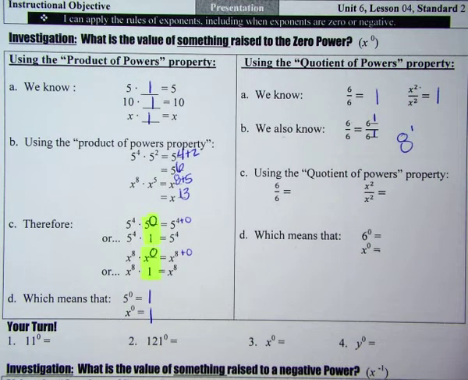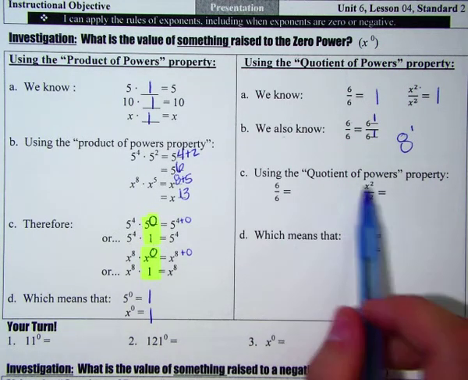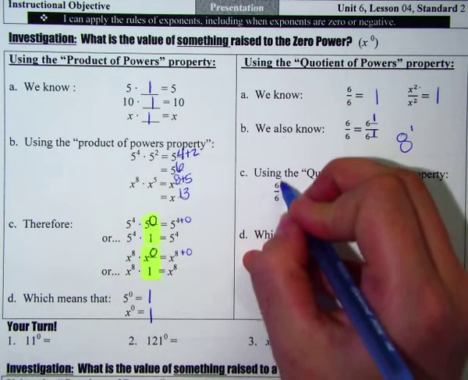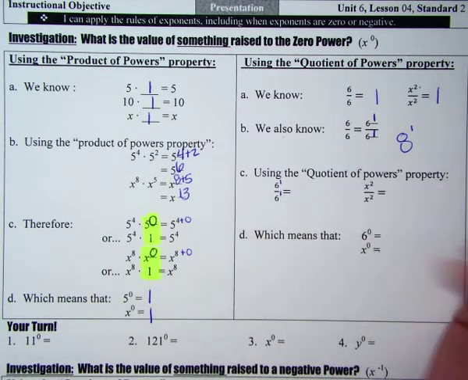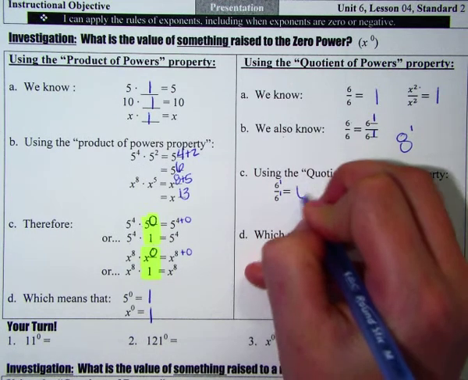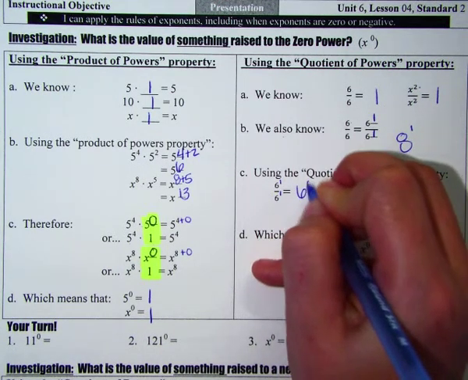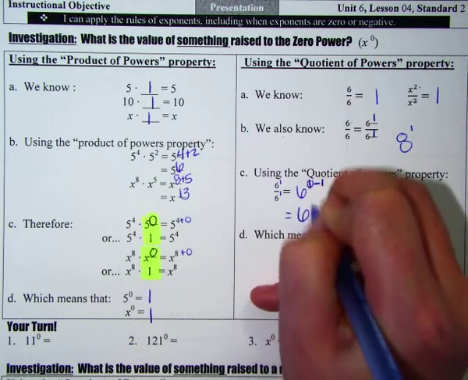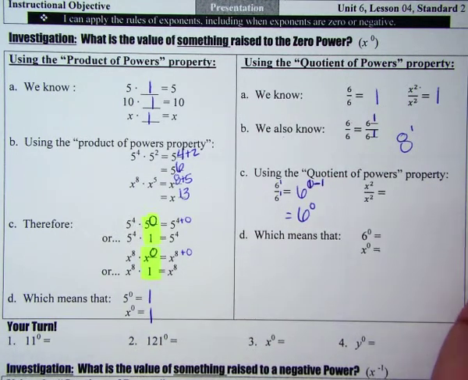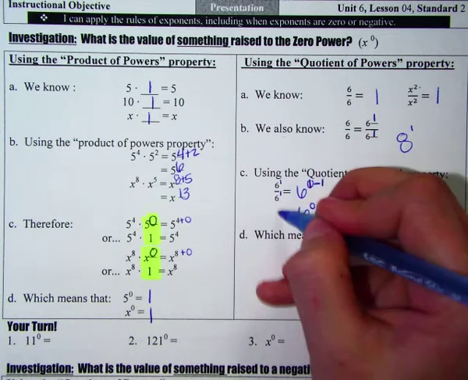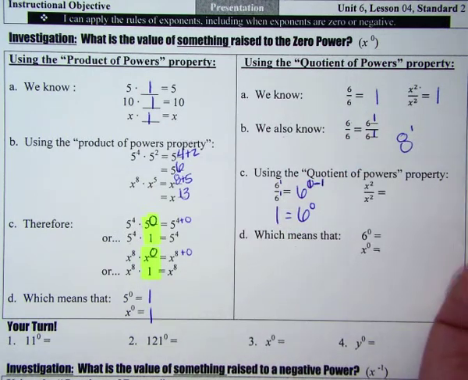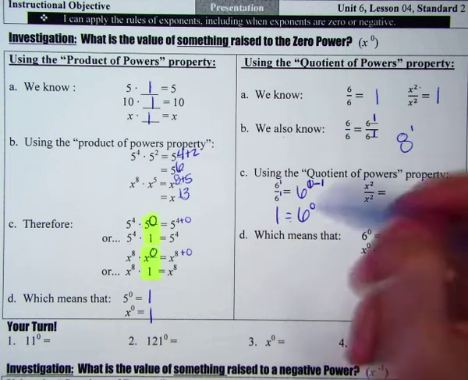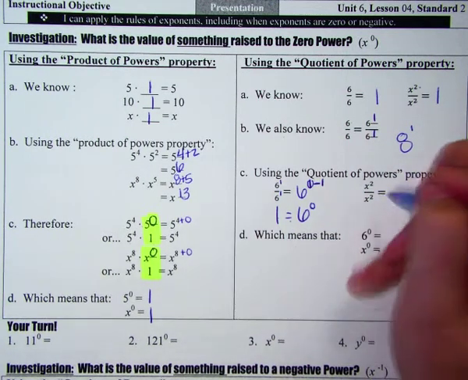So using the quotient of powers property, which if you remember, we subtract the powers. This is 6 to the first power divided by 6 to the first power, which is 6 to the 1 minus 1 power, which is 6 to the 0 power. But remember, we also know 6 divided by 6 is 1. So 6 to the 0 must equal 1. These two things are equivalent.